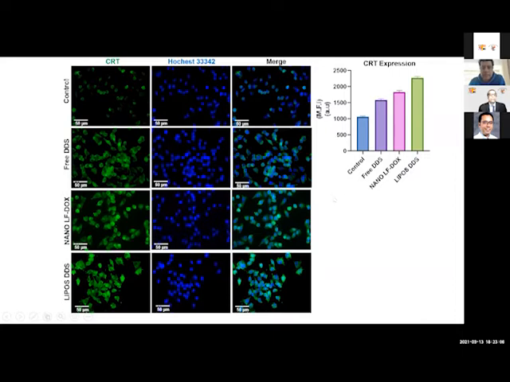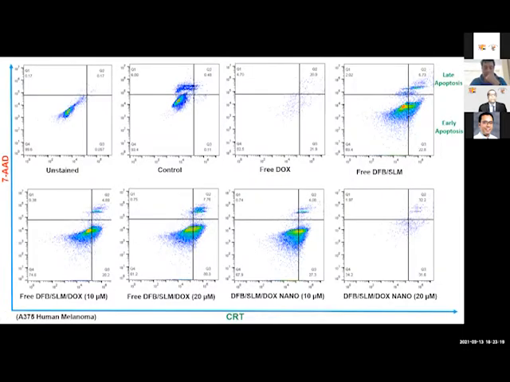I can mention here the calreticulin exposure and how treatment of cancer cells with our nanoparticle increases the exposure of calreticulin compared to the control or the free drugs. Also, we have evaluated this exposure of calreticulin, one of the immunogenic cell death molecules or indicators, by flow cytometry to see the early and late apoptosis.